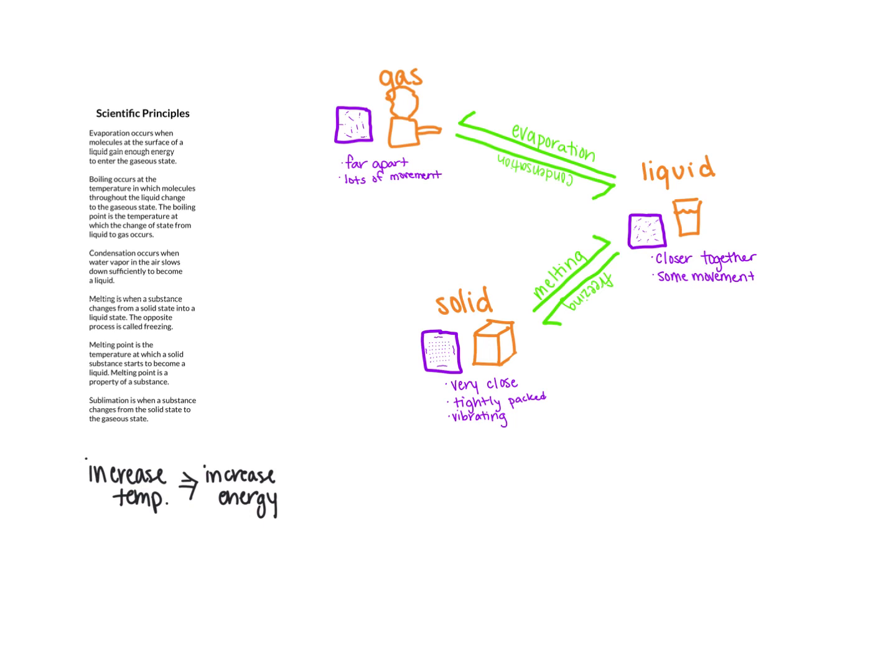So in this statement over here, let me get my lightsaber pointer out. Is this my lightsaber pointer? Nope, this is my lightsaber pointer. Over here where it says evaporation occurs, that's saying that as we increase energy from a liquid to a gas, we get evaporation. I'm going to skip down to this third one here. Condensation occurs when water vapor in the air slows down sufficiently to become a liquid. So we lose energy. That is when we go from a gas, losing energy, to go to a liquid.